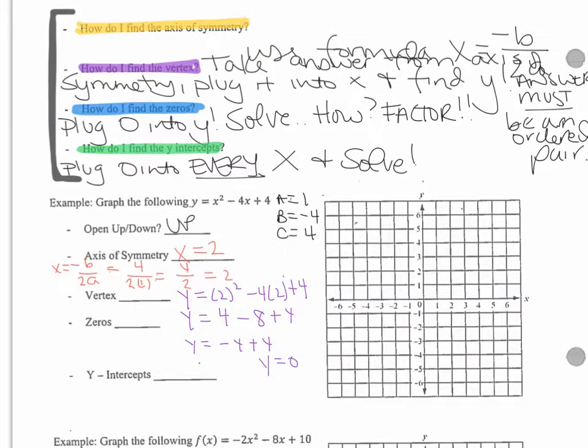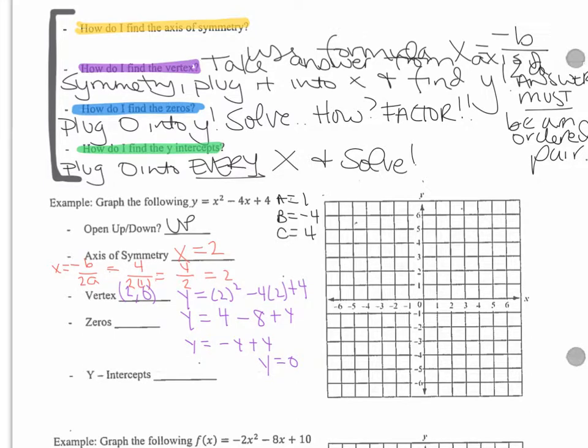So I'm going to write my answer as an ordered pair. The x value I plugged in was 2. The y value is 0. Hopefully you're with me. Now let's go do zeros. It's a lot of steps for one problem. It's kind of obnoxious, which is why you don't usually have very many of them.